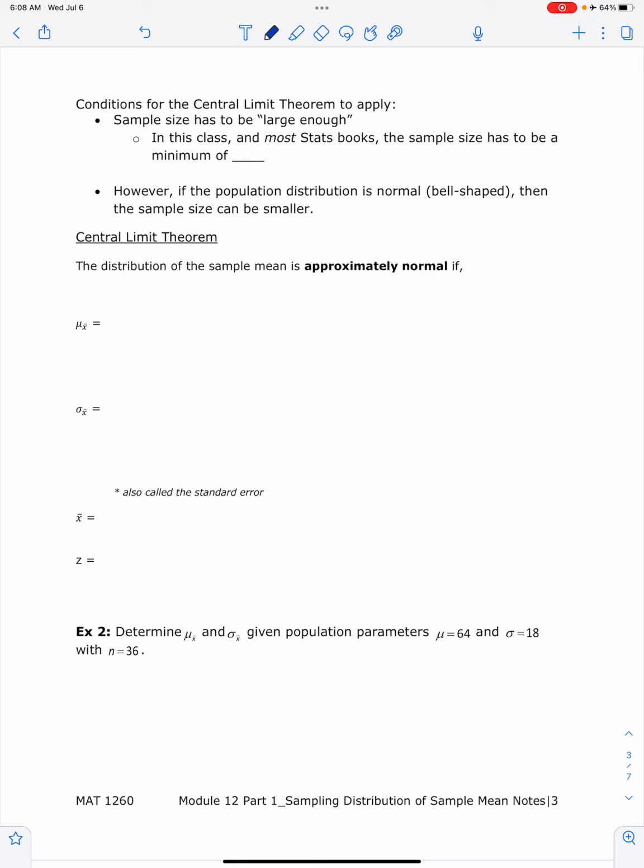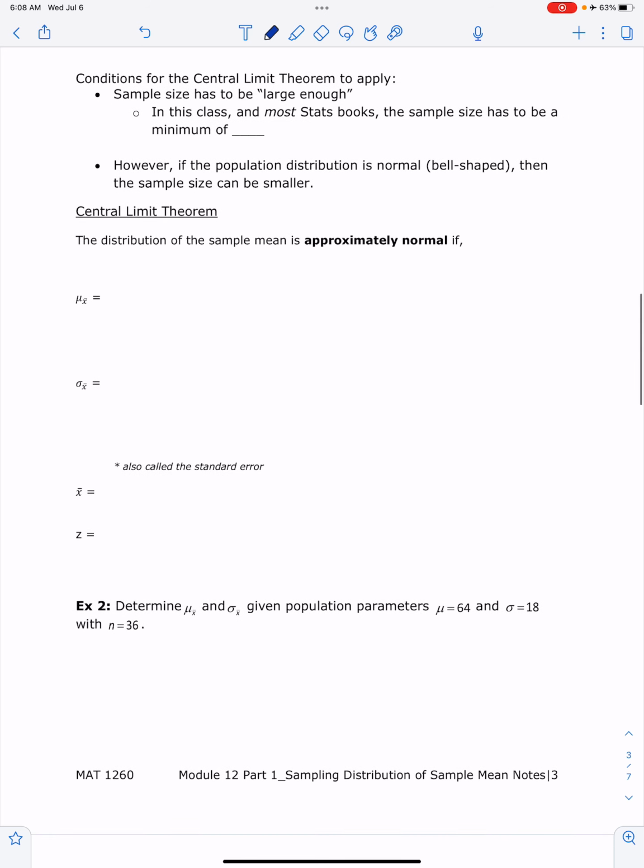So these are the 12.1 notes. This is page 3. So we're going to see notation that looks the same, but is just a little bit different. Okay. But we are going to continue for a minute here on our central limit theorem, the one we looked at in the exploration.